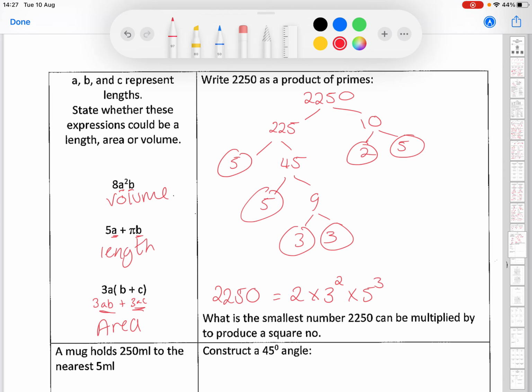the power of 3. What is the smallest number that can be multiplied to make a square number? So don't forget, square numbers, the powers need to be even. So we need another 2 and we need another 5. So if we need another 2 and 5, that means we need to multiply it by 10.